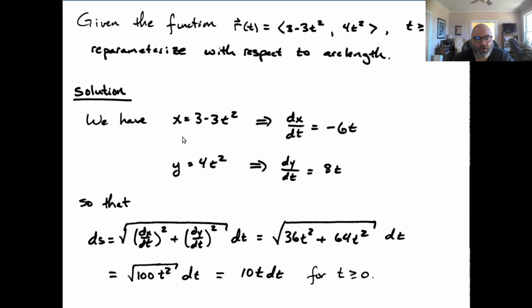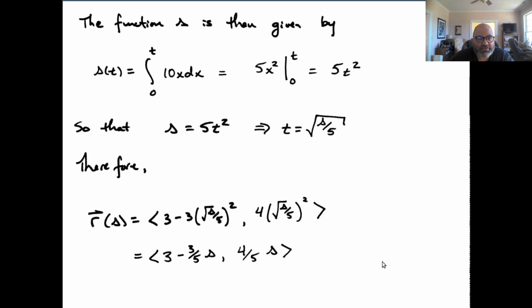So how this will go, well, we look at our x value. x is going to be 3 minus 3t squared, y is going to be 4t squared. If we look at the derivatives of those, we get negative 6t and 8t respectively. So if we compute our arc length form, we have the square root of (dx/dt) squared plus (dy/dt) squared, dt. Plugging those values in and simplifying, we get a value for ds of 10t dt, and that's going to work for t greater than or equal to 0.